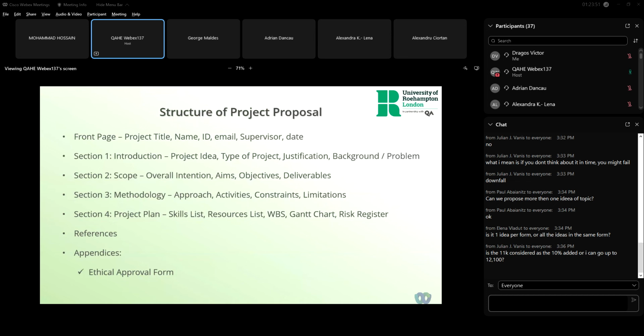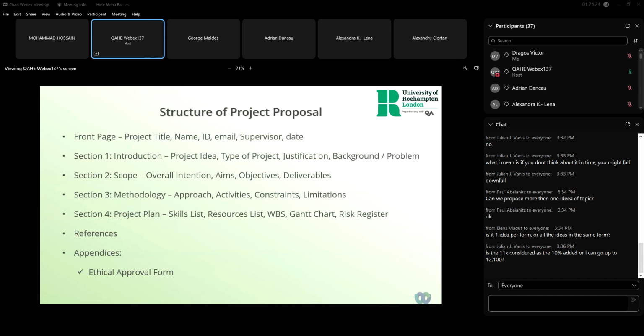Section 3 is methodology: how you're going to approach it, what activities you will undertake, whether there are any constraints or limitations. And section 4 is the project plan, where you identify what skills and resources will be required for the project, a work breakdown structure, a timeline through a Gantt chart, and the risk register. And then references and appendices, which include the ethical approval form.